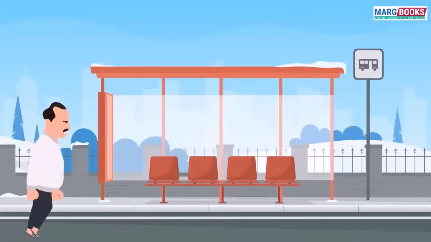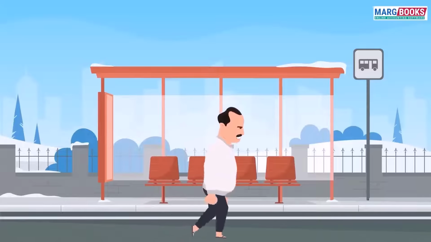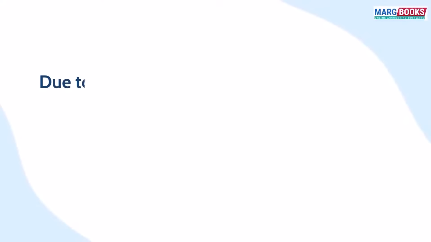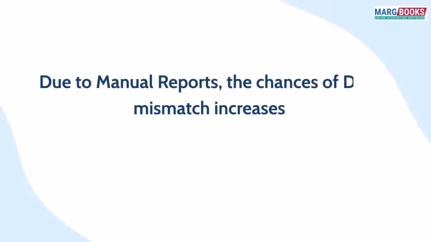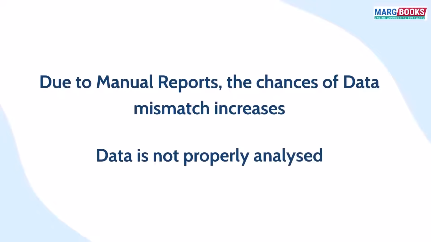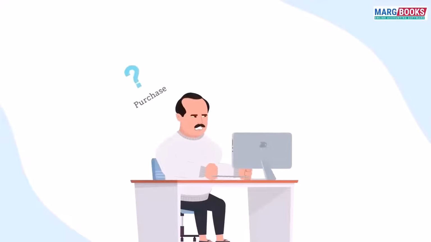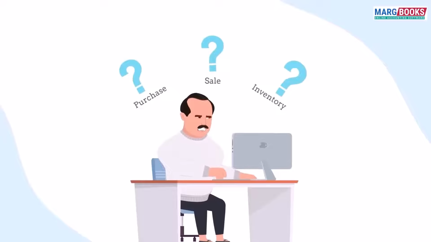Additionally, he has to frequently visit his different branches, which is time-consuming and hectic. Moreover, these reports are manual, which increases the chances of data mismatch. Because of this, the data cannot be properly analyzed, and it is also not clear which branch has what status of purchase, sale, and inventory. As a result, they are unable to formulate a strategy regarding which actions to take in which branch.